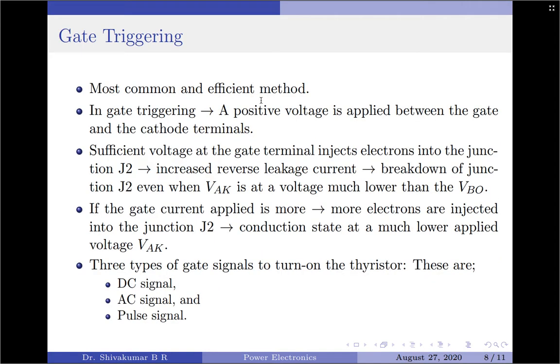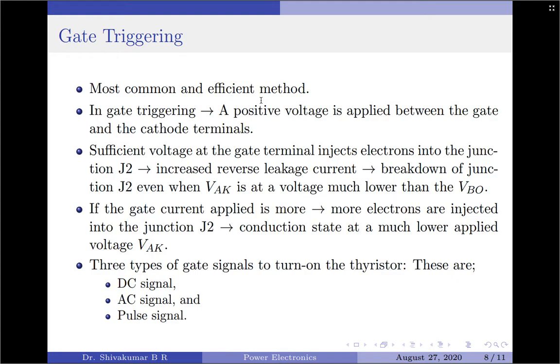Now, lastly, we have the most efficient and common technique of triggering a thyristor, and we call it the gate triggering technique. In the gate triggering method, a positive voltage is applied between the gate and the cathode terminals of the thyristor. When the thyristor is in forward blocking state, a sufficient voltage at the gate injects electrons into the junction J2. This results in increased reverse leakage current and hence the breakdown of junction J2 even when the VAK is at a voltage much lower than the forward breakover voltage VBO.